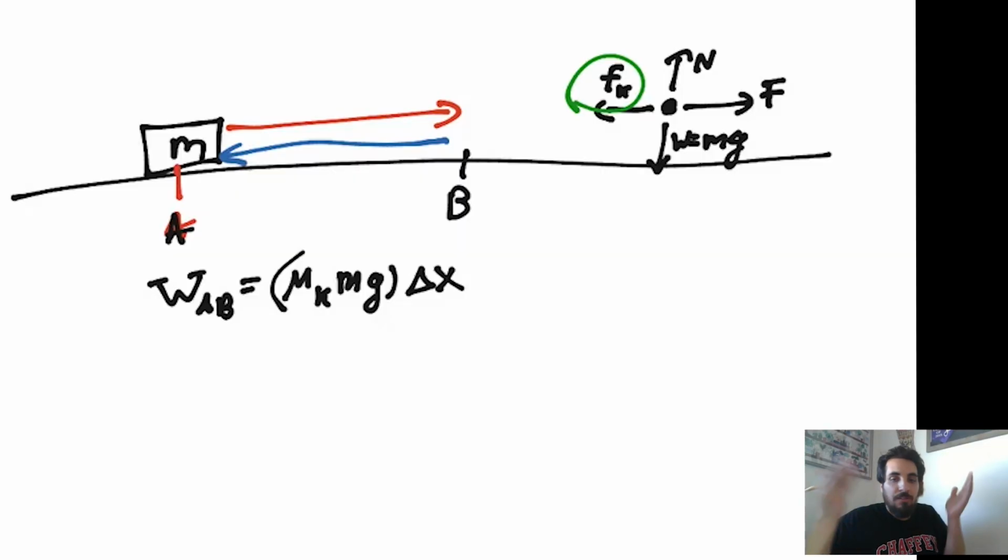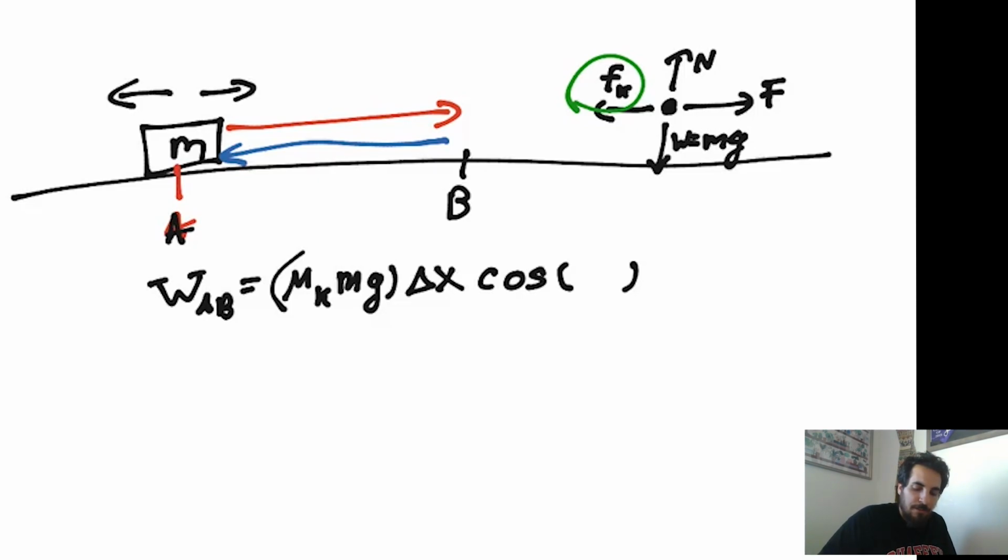Maybe it's 3 meters. I don't really care at this point. And then we multiply that by the cosine of the angle between our friction force and our displacement. Well, our friction force is to the left, the displacement is to the right as we move from A to B. So that's going to be 180 degrees.